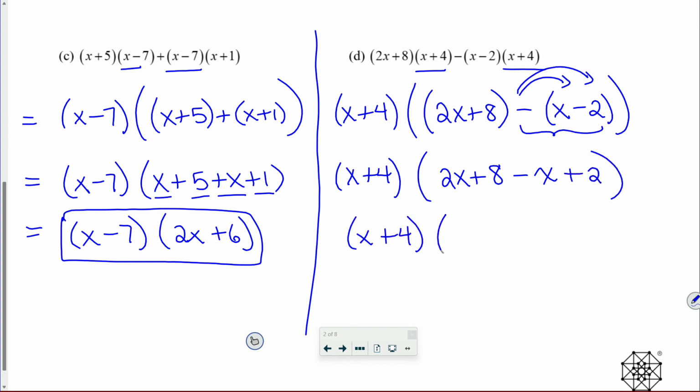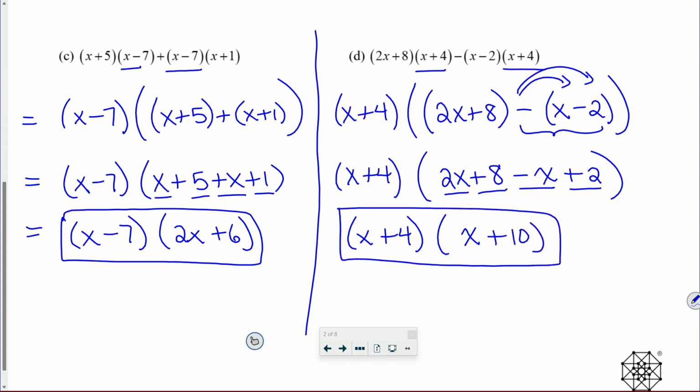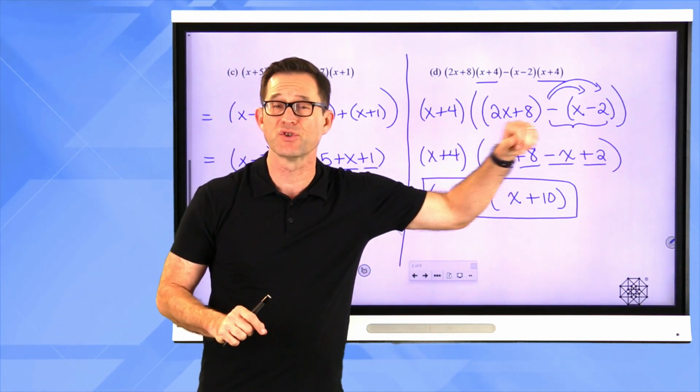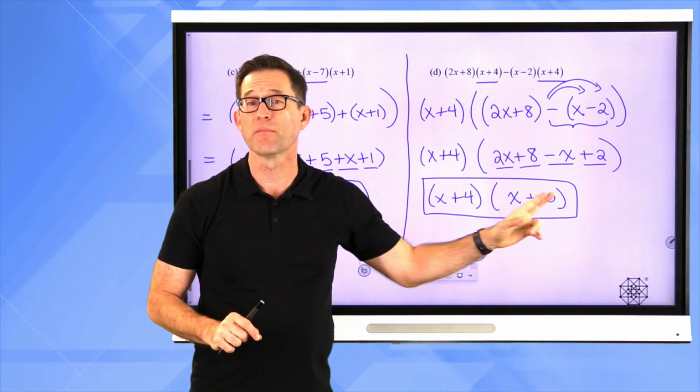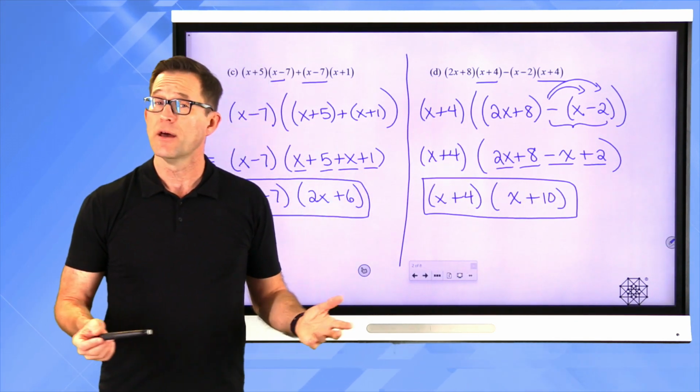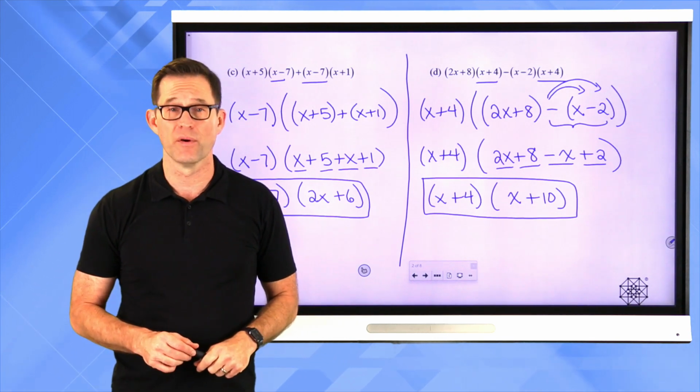I can now combine like terms. 2x and negative x give me a single x. Positive 8 and positive 2 give me a positive 10. It would be very, very easy in letter D to write this as 2x plus 8 minus x minus 2, and therefore get an x plus 6 down here instead of an x plus 10, but then the two expressions would not be equivalent.